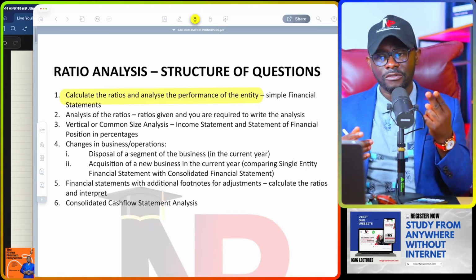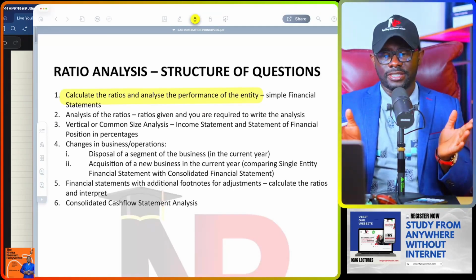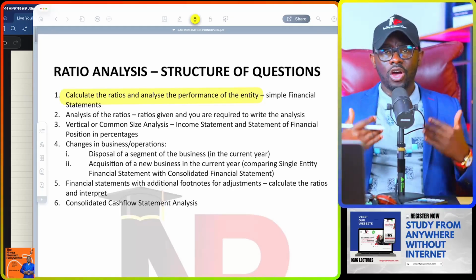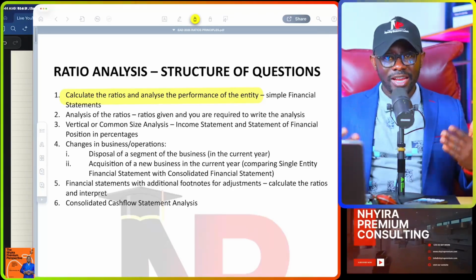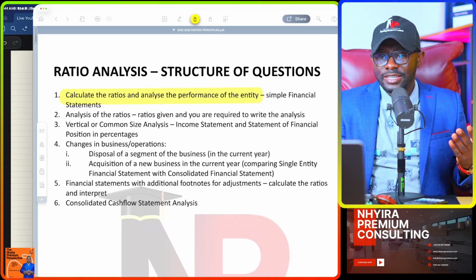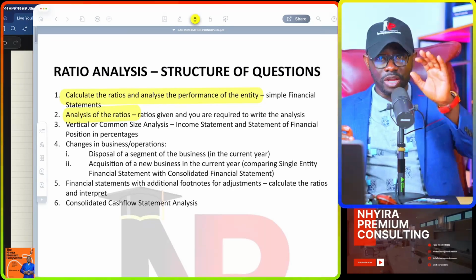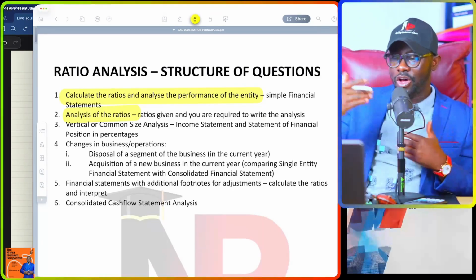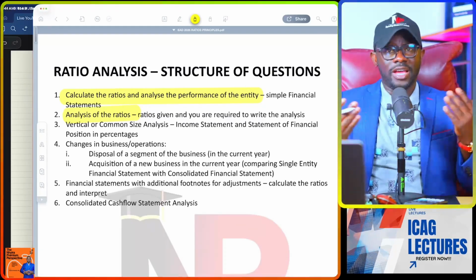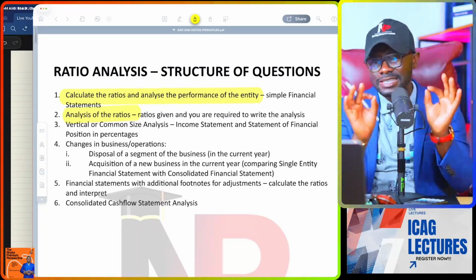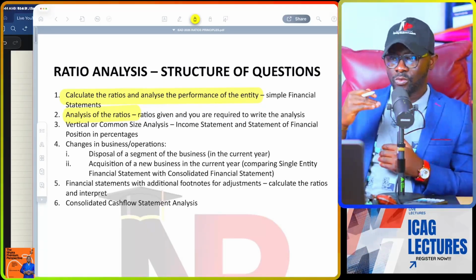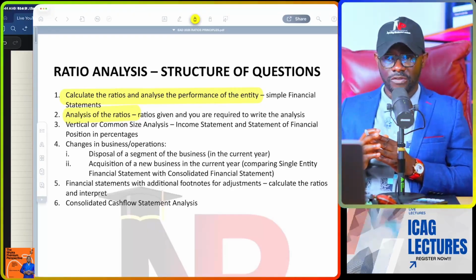The second styling of question is where the examiner says, listen, I don't want you to do any calculation. All I want you to do is to analyze the performance of the organization. And so in that styling of question, the examiner is going to present you with the ratios in the question. Then all you are required to do is to write out the analysis. That is the second styling of questions when we come to the evaluation of financial statement.